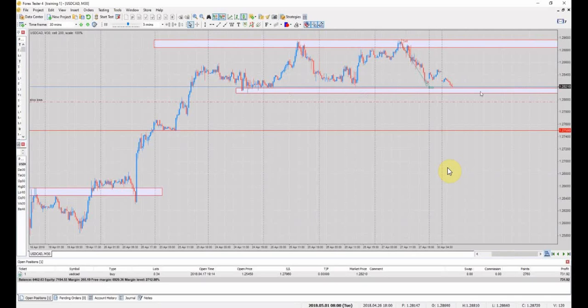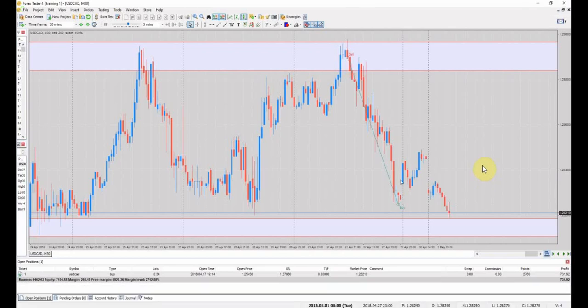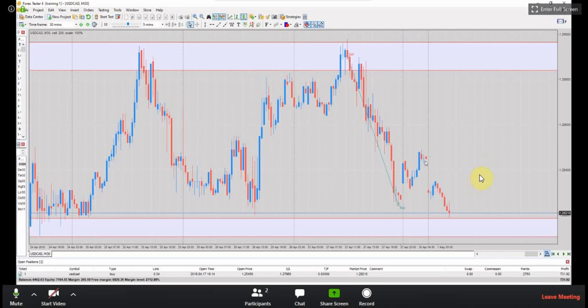I think there was some gap here, as you can see. Which part, Joe? Can you point your mouse? Right here. Yeah, there's an opening gap that gapped up. So we can consider that area as actually support, a zone of support in that gap.